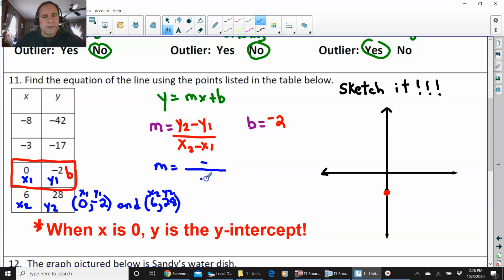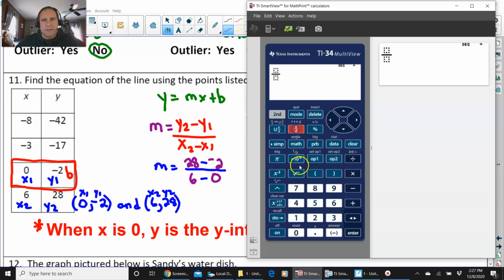Set up your slope with the minus signs. And we're going to do y2, which is 28, minus y1, which is -2. See that double negative? X2 minus x1. Grab your calculator. We have 28 minus a -2. Put it in just like that. And then 6 minus 0. Enter. 5. Slope is 5.